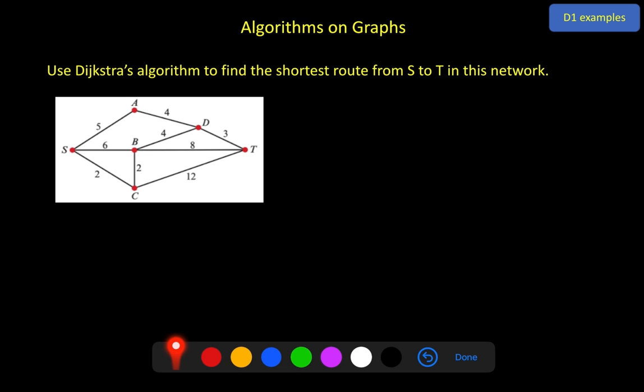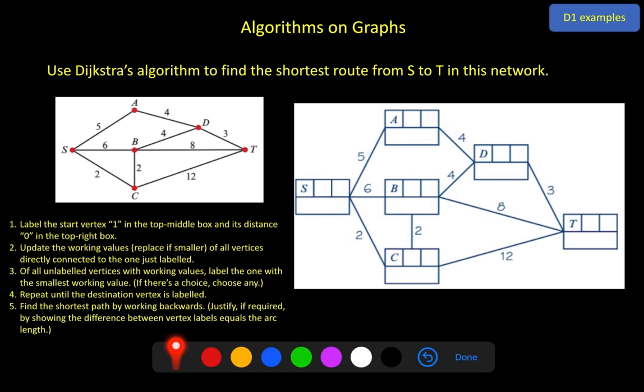So here's a graph. This is from the textbook. Use Dijkstra's algorithm to find the shortest route from S to T in this network. So it's giving you the start point, it's giving you the final destination. For this first example, I'm going to keep the algorithm on the screen as well as the answer booklet page. This is what you would get in the exam answer booklet. But let me be clear, you will not get the algorithm given to you. I'm just leaving it there for now while we work through this first example.